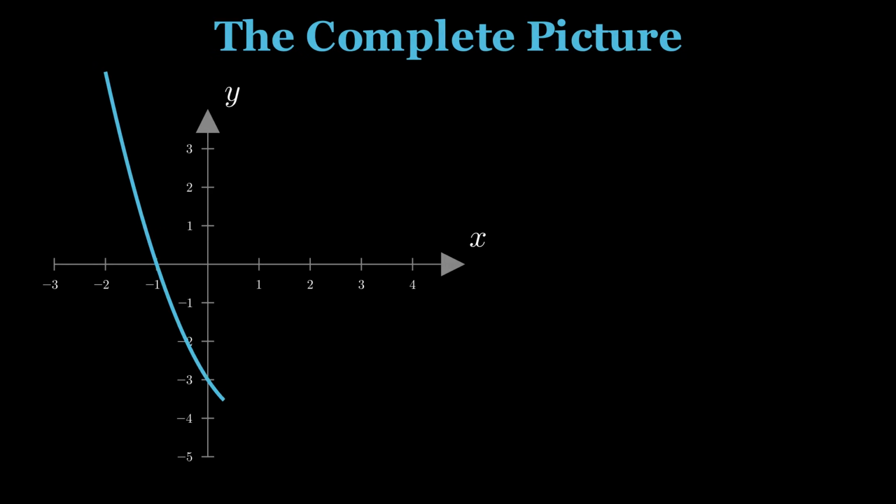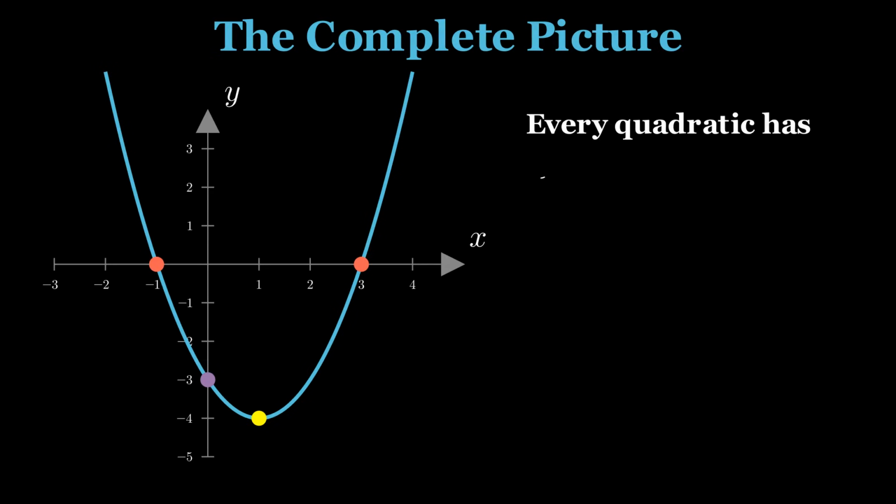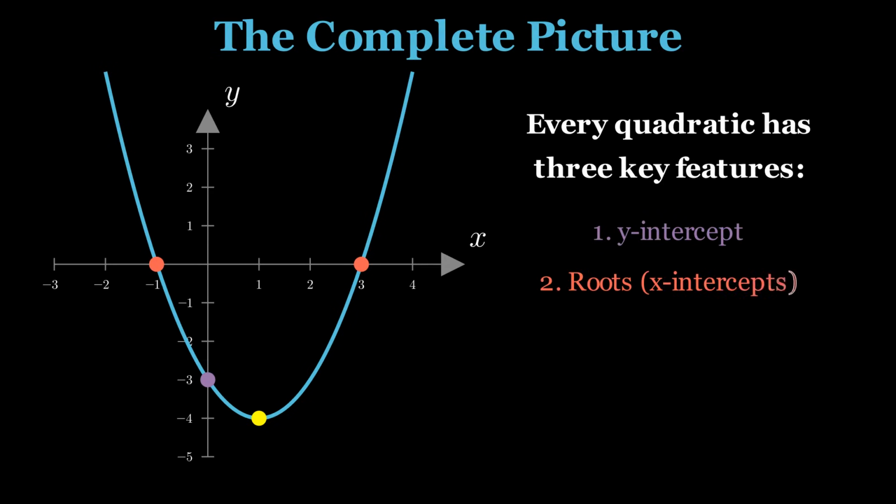Here's a typical quadratic graph. Notice these 3 colored points. Each one is crucial for understanding the parabola. First, the purple dot, the y-intercept. Second, the red dots, the roots or x-intercepts. And third, the yellow dot, the vertex or turning point. Let's look at each one in detail, starting with the easiest, the y-intercept.